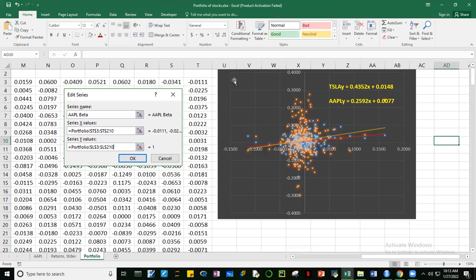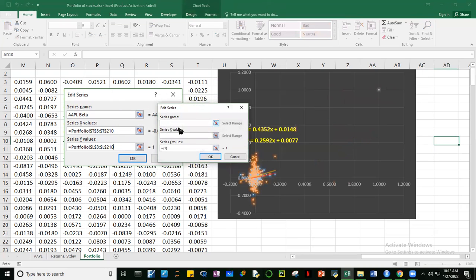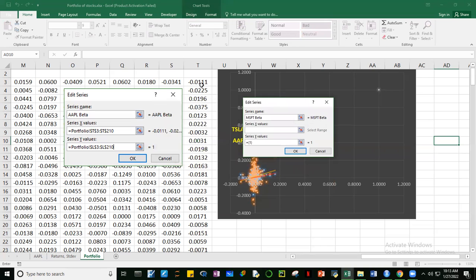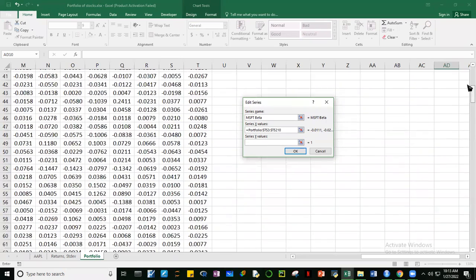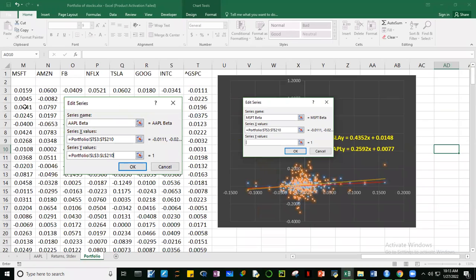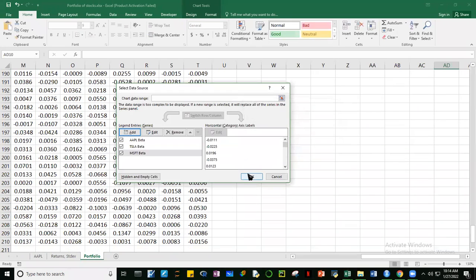Okay, so let's add one more. I-add natin, right click, select data. Let's add this time si Microsoft. So MSFT beta. Again, our X values are itong GSPC natin. Tapos yung Y natin will be Y is Microsoft there. Okay.